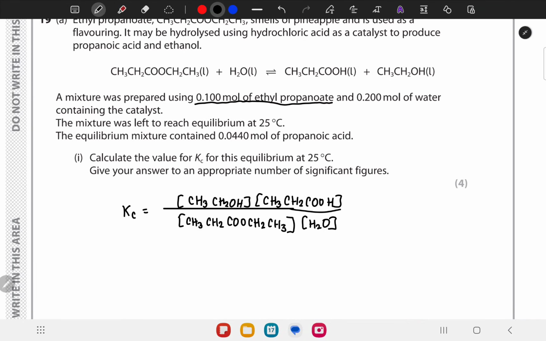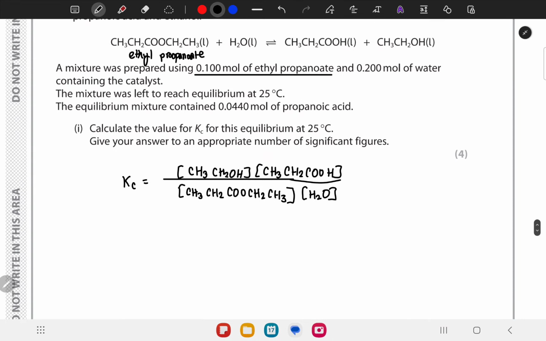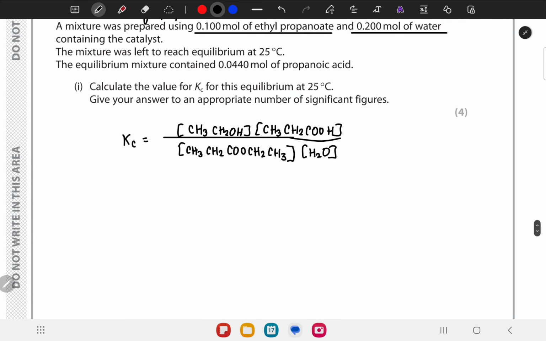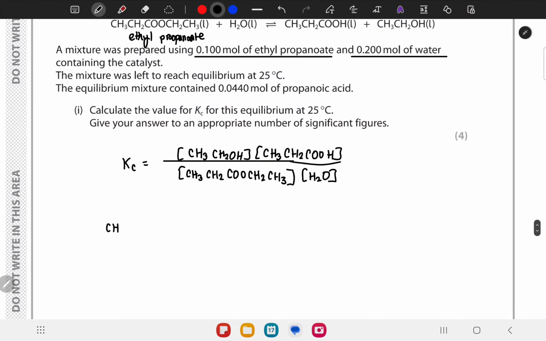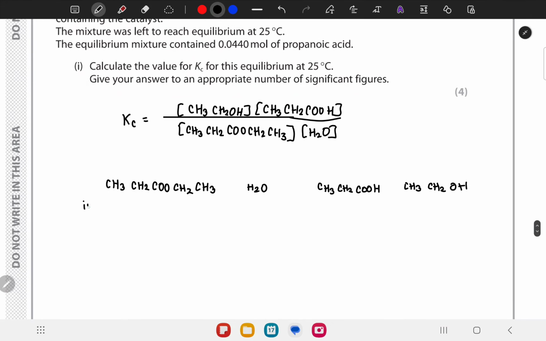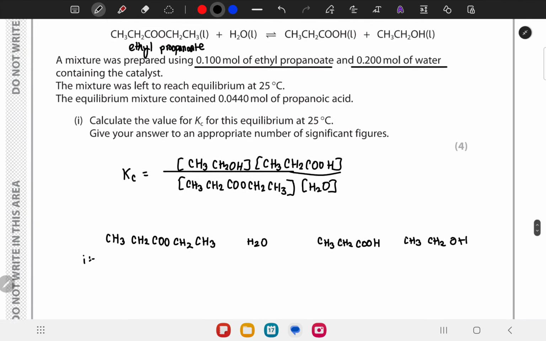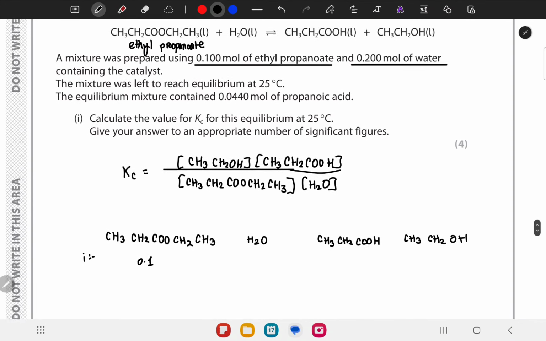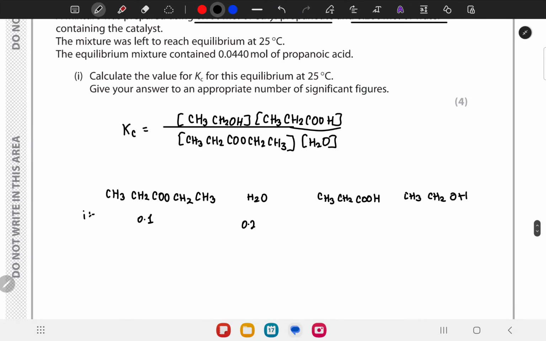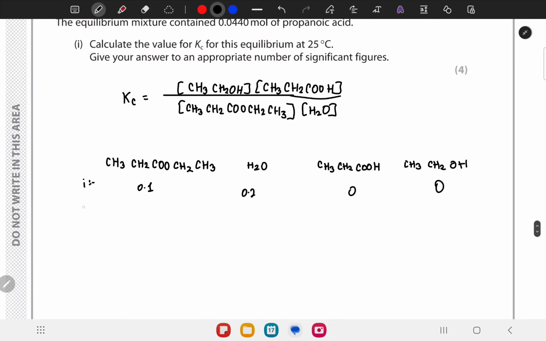Initially we had 0.1 mole of ethyl propanoate. This is ethyl propanoate. And 0.2 moles of water. So we can make an ICE table from here. Initially we had 0.1 mole of ethyl propanoate, 0.2 moles of water, and 0 for the rest.